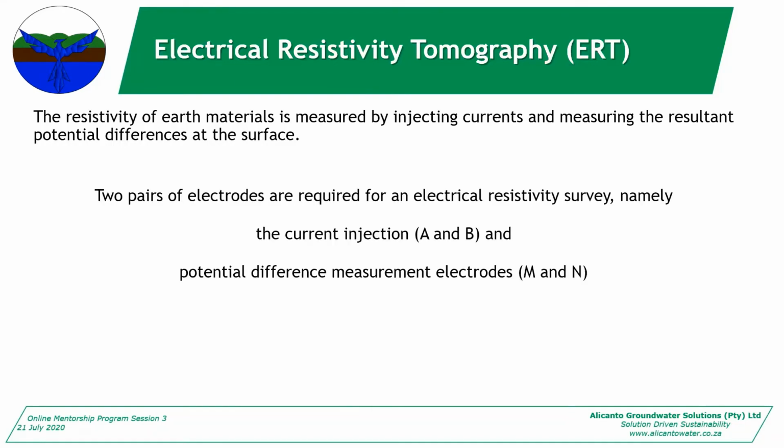Two pairs of electrodes are required for an electrical resistivity survey. You've got your current injection electrodes, A and B, and then your potential difference electrodes, M and N. Remember that the current is at A and B, and the potential difference is at M and N, because that comes in quite a bit throughout this section. So that's what it looks like here: potential difference measurement here, M and N, and your injection electrodes A and B.